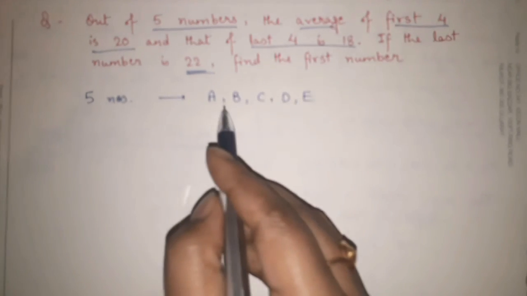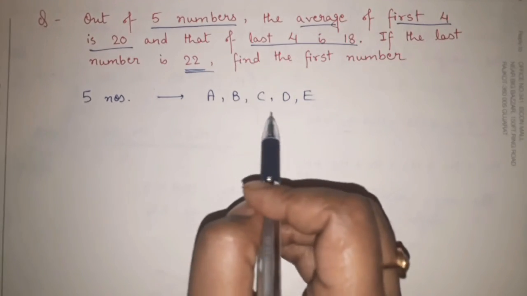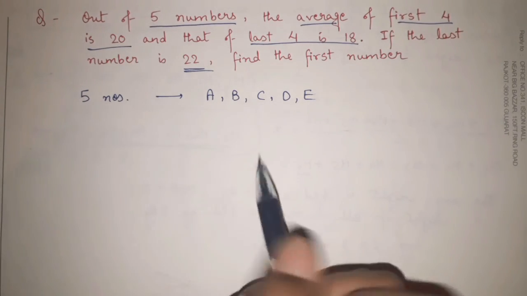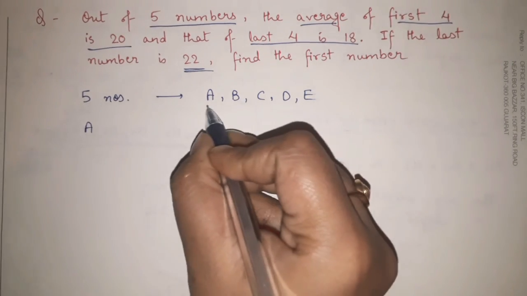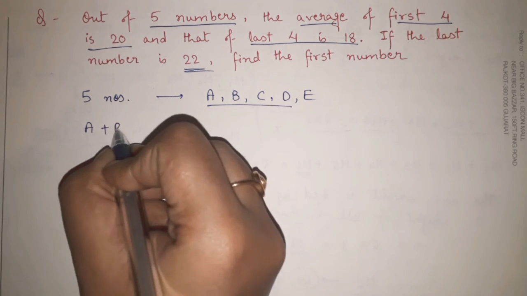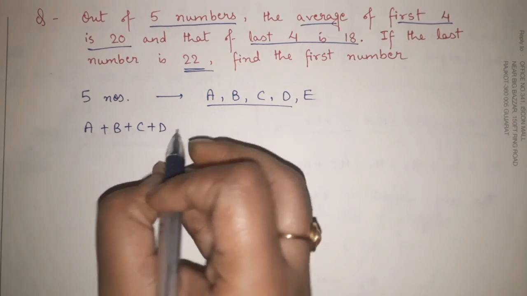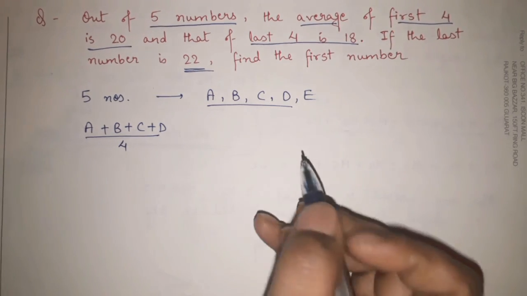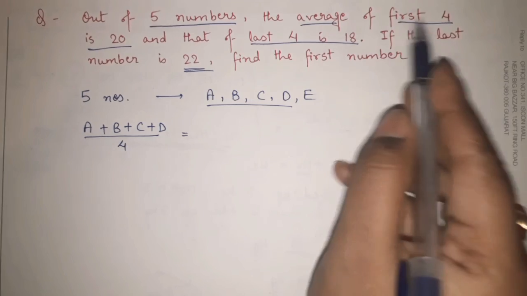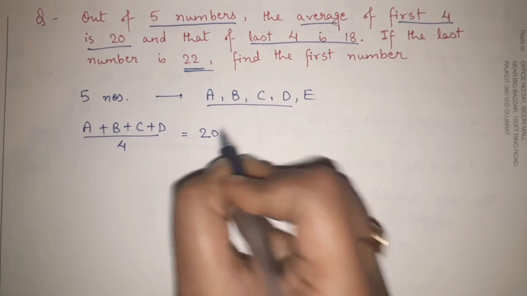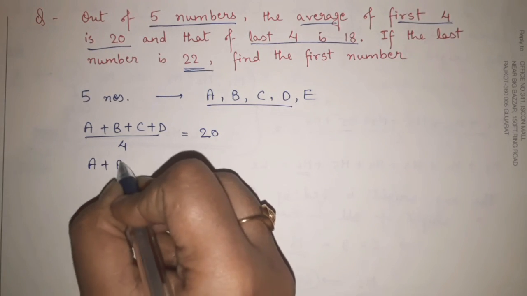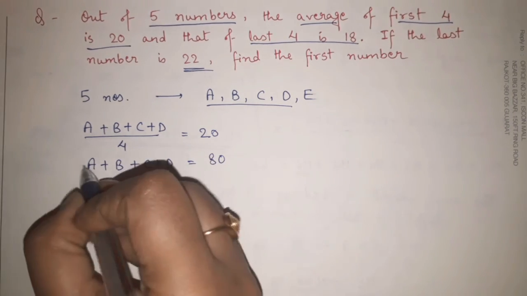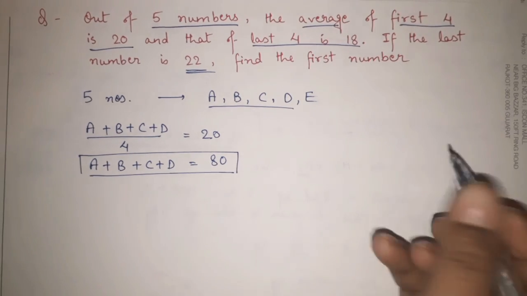So let's say these are our 5 numbers. Okay. So initially we are having these 5 numbers. Now they have told that the average of first 4 numbers is 20. That means the first 4 is these 4. So A plus B plus C plus D. Average, we have to find out their average. That means addition of these 4 divided by 4 is 20. So we got that A plus B plus C plus D, we can say that this is equal to 4 will go there, that is 80. So this is one thing we got.